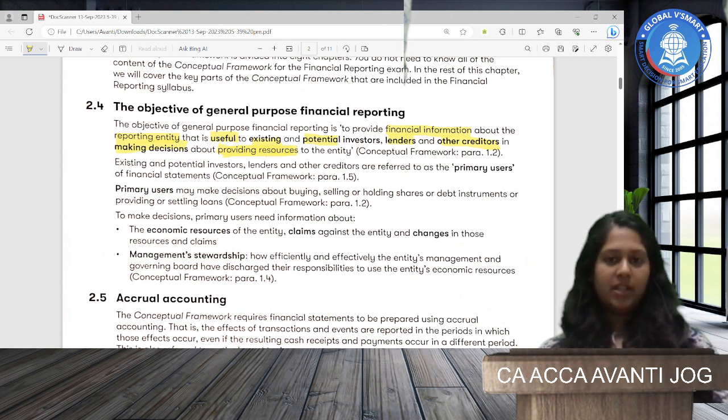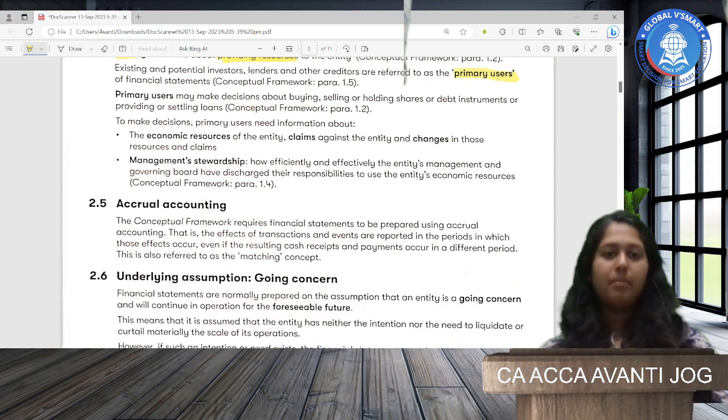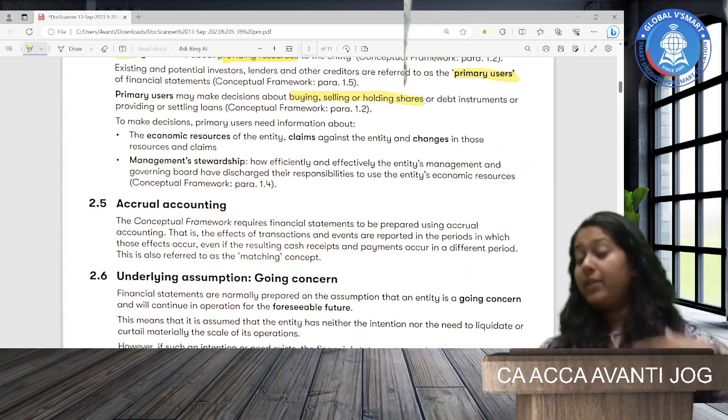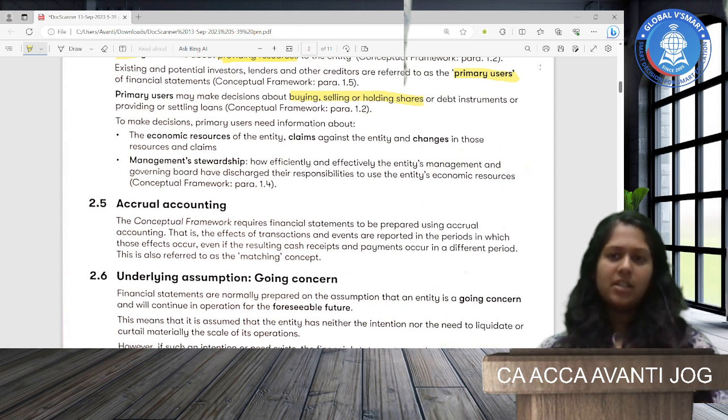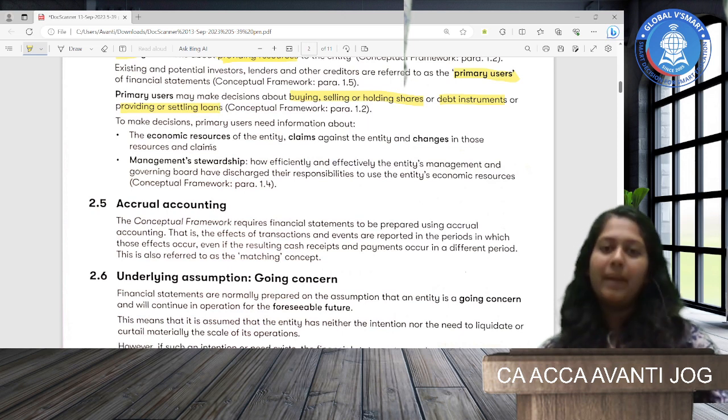Existing and potential investors, lenders, and creditors are called primary users of the financial statements. Primary users may make decisions about buying, selling, or holding shares. If the company has performed well, maybe holding. If it's performing very well, buying more shares. Not performing very well, selling shares. Correct. So this is with investors. Same with loan providers, debt instruments, providing or settling the loans. Clear?